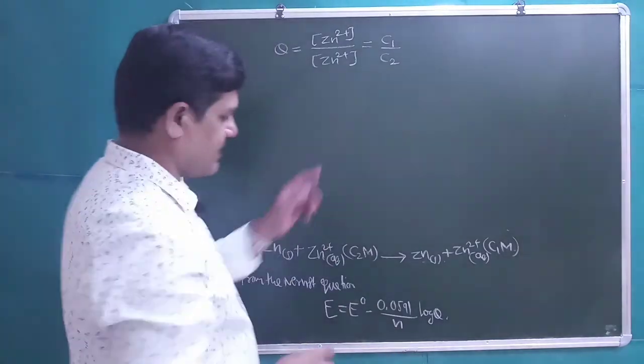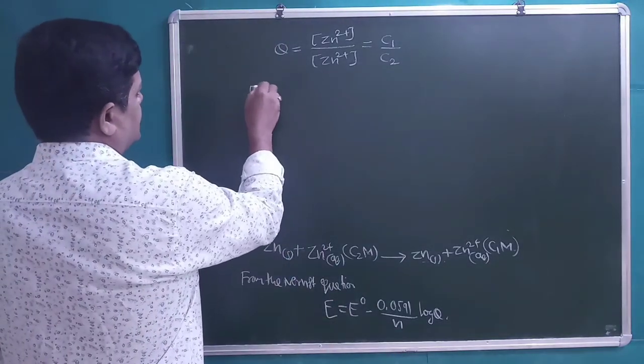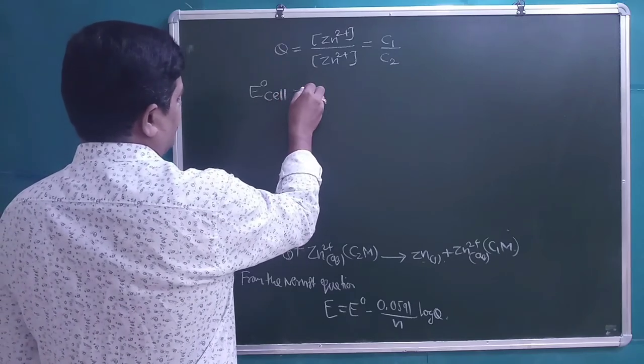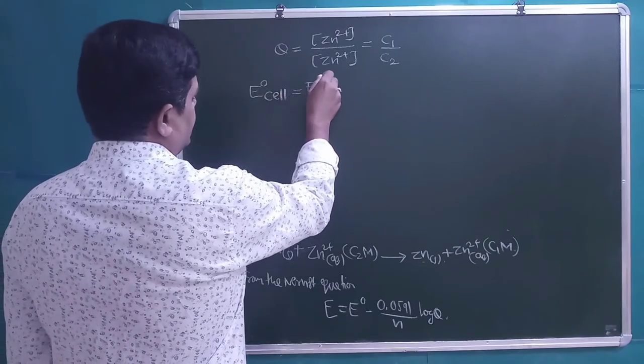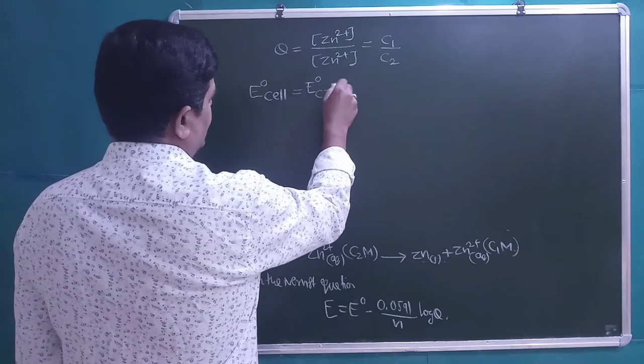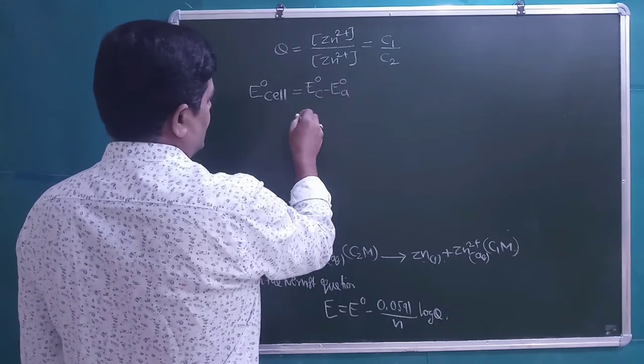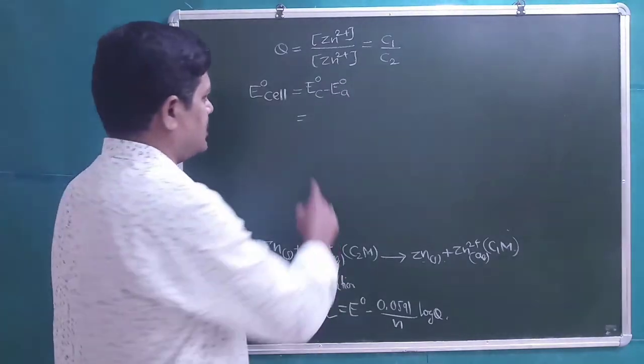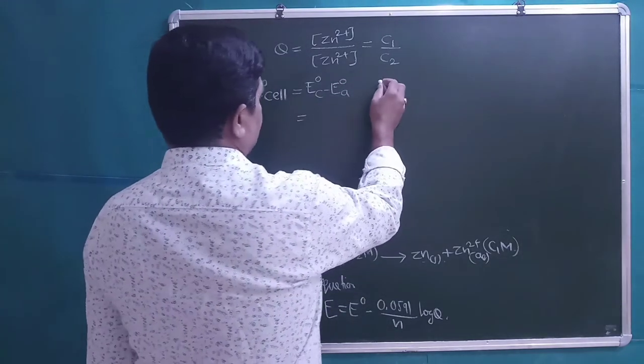Let us substitute those values. And the E naught cell, students, for the concentrated cell, E naught cell is equal to 0. Why? Because E naught cell is E naught cathode minus E naught anode. But here the cathode and anode are made up of the same material. So that's why E naught cell is equal to 0.